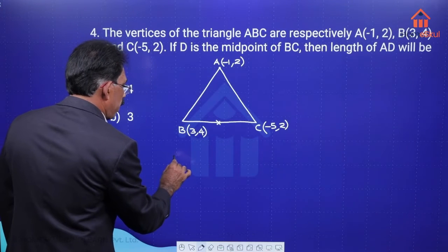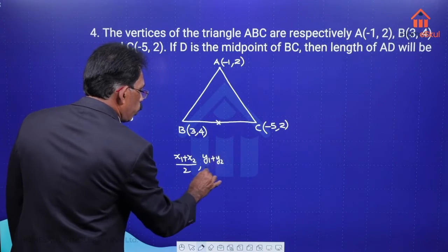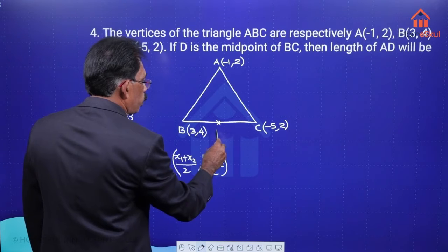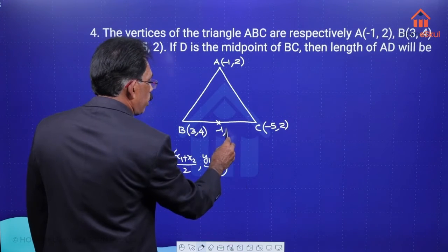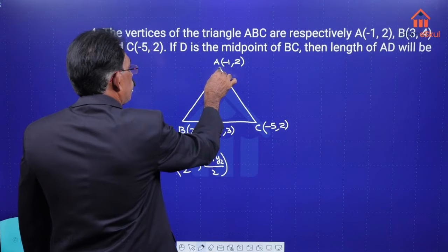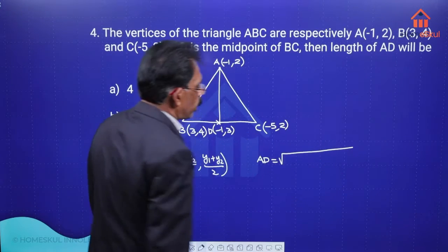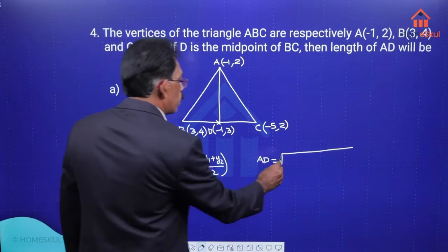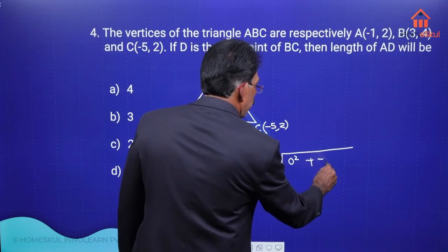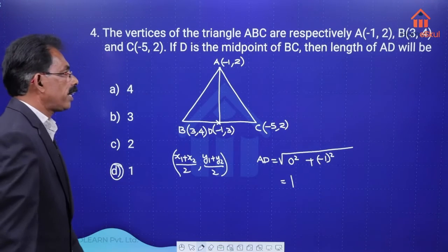Midpoint is equal to (x1 plus x2) divided by 2, (y1 plus y2) divided by 2. This is the formula for finding the midpoint of a line. So here 3 plus minus 5, that is minus 2, by 2 is minus 1. And 4 plus 2, 6, 6 by 2, 3. The midpoint D is this. And AD is equal to the square root of (x2 minus x1) the whole square: minus 1 minus minus 1 is 0, 0 square is 0. Plus 2 minus 3, that is minus 1, minus 1 square is equal to 1. So 1 is the answer. So the correct answer is option D.